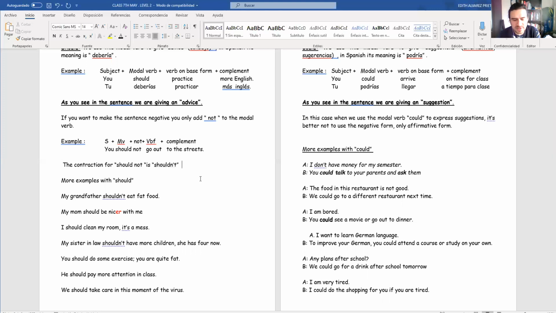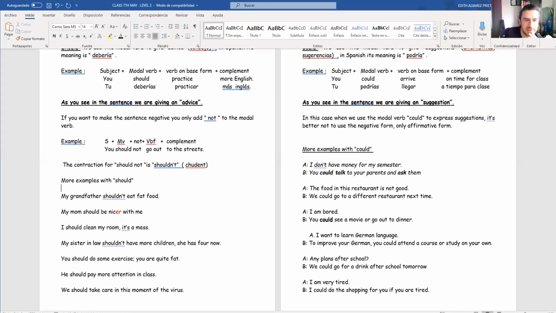Shouldn't, okay? Voy a tratar acá de hacer como la interpretación en shouldn't. Algo así. Shouldn't. Something like that. Okay, that will be the contraction for should not. Okay, shouldn't. All right. Easy, no? Very easy modal verb. Okay.